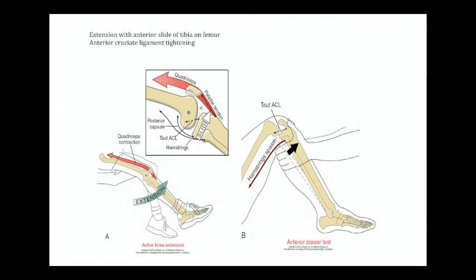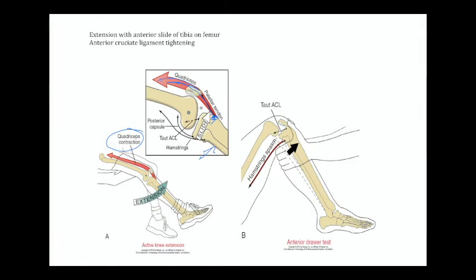So here we see active knee extension that's happening. We have the quadriceps contract, right? And the quadriceps kind of come over the top and attach to the patella, and the patellar tendon is going to attach onto the tibia, and it's going to pull that tibia forward, slide it up, so it makes the full extension over the femur's condyles. So that's kind of what we do with active extension.